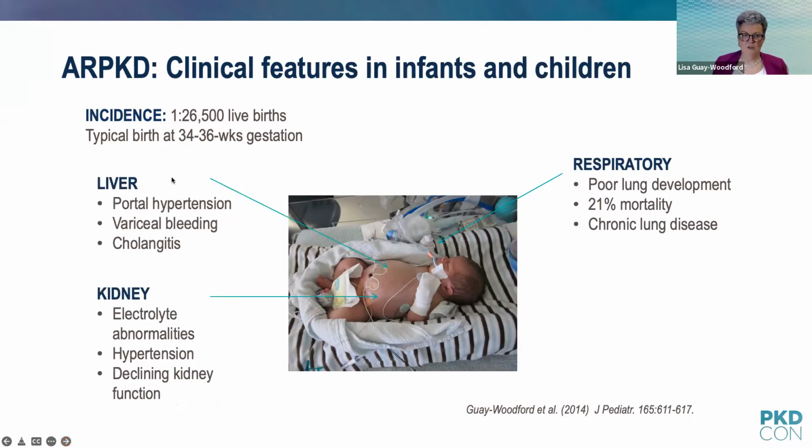They can have liver disease. We talked about this portal hypertension that can lead to variceal bleeding. Those dilated bile ducts are a setup for infection. Some of these children can develop cholangitis. Because of the massive increase in their kidney size, feeding issues can lead to poor growth.